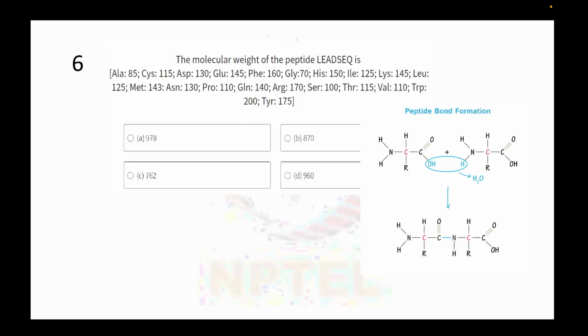So when you are calculating the molecular weight of the peptide, add the individual amino acid weights, then subtract the water molecule weight multiplied by the number of peptide bonds that are available. That is, the sum of amino acid weights minus the number of peptide bonds times 18.